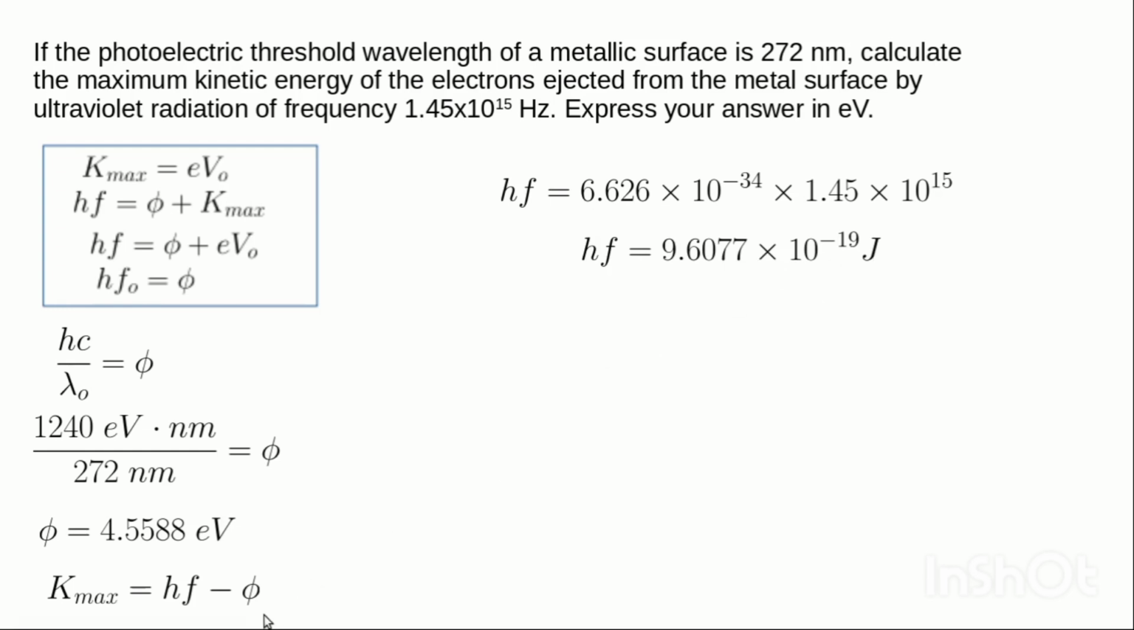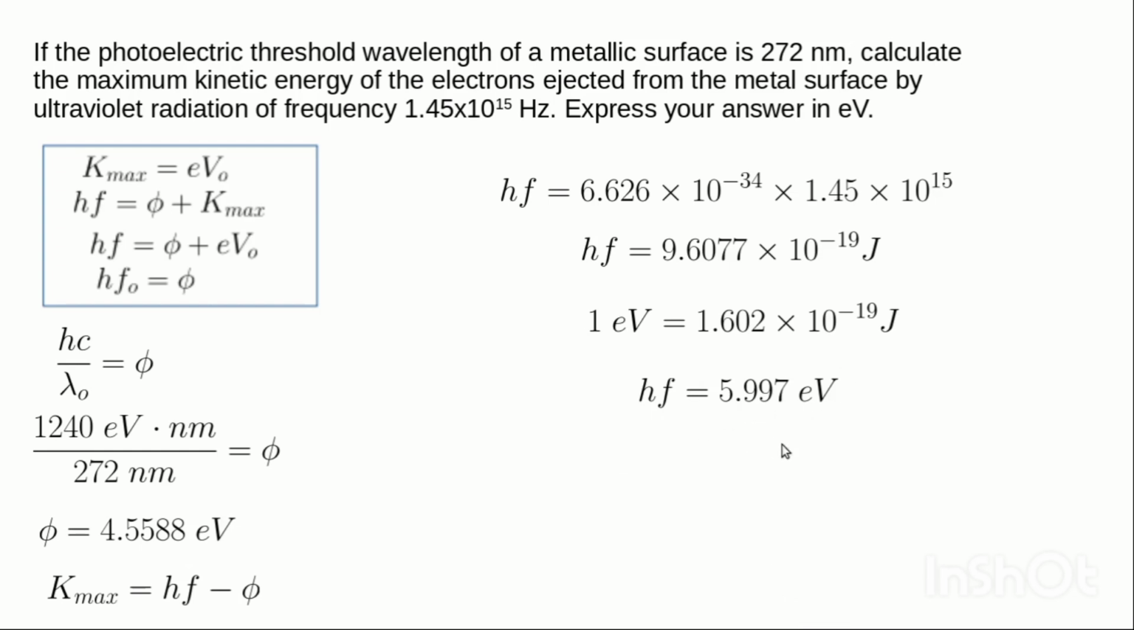But what we have is the work function in electron volts, and we're also asked to express our answer in electron volts. So our K maximum is also needed in electron volts. So what we do is convert these joules to electron volts, and to convert it, we use this conversion factor. If 1 electron volt gives this, we can find this in electron volts just by dividing this one by this, and we'll get our answer. So we get our hf equal to 5.997 electron volts.